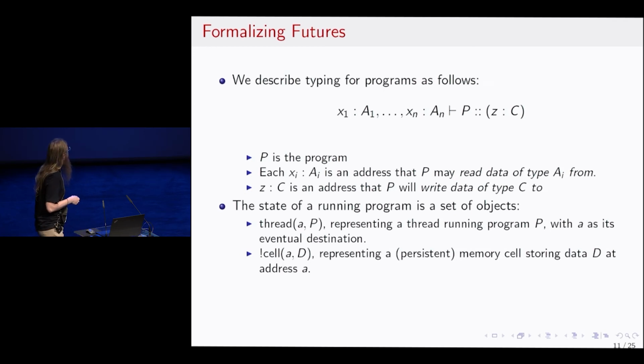I'll also briefly talk about what the state of a running program looks like in the system, and this is going to be some set of objects where we have threads. A thread A P represents a thread that's running the program P, and A is the destination where P is eventually going to store the result that it computes. And then we also have persistent memory cells represented with this bang prefix, and this is just going to be a memory cell that stores some data D at an address A.